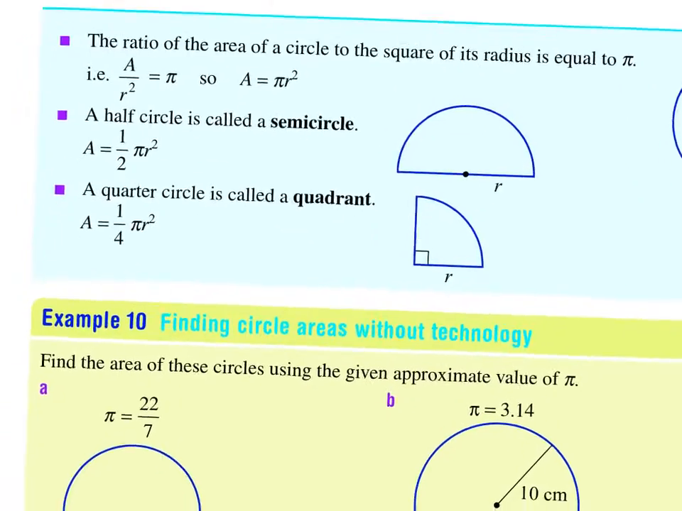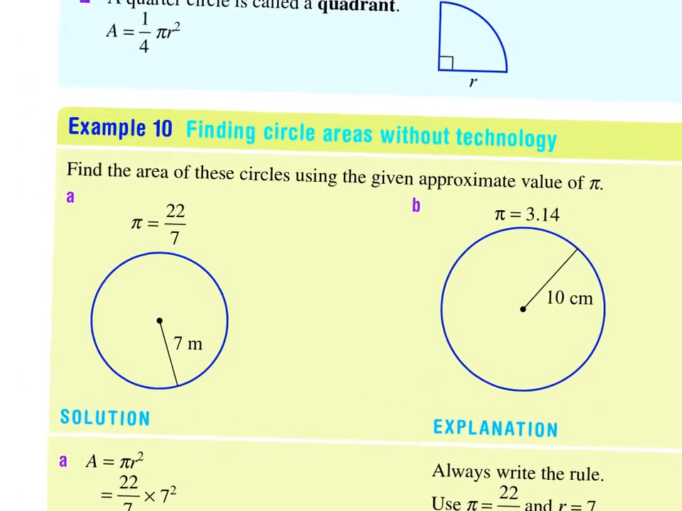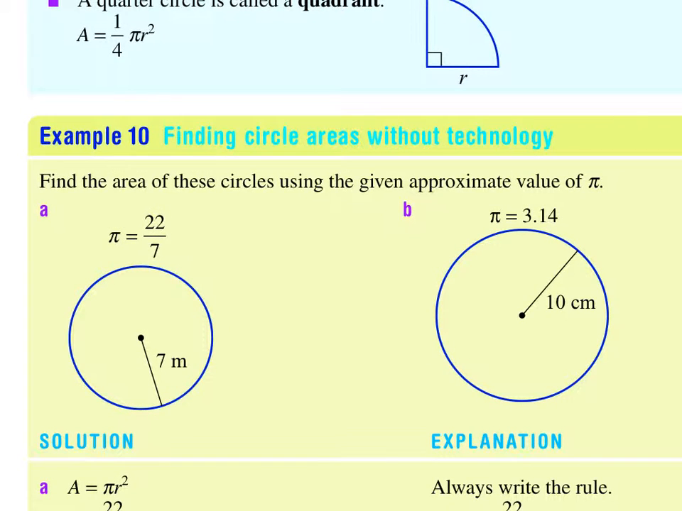Sorry, I couldn't resist. Okay, so finding the area of a circle without technology can prove quite technical, as we can't obviously use the infinite number of decimal points that are in pi. So we need to give pi a specific value. For example, if pi equaled 22 over 7, or if pi equals 3.14, so as a fraction or as a decimal, how would we do that?